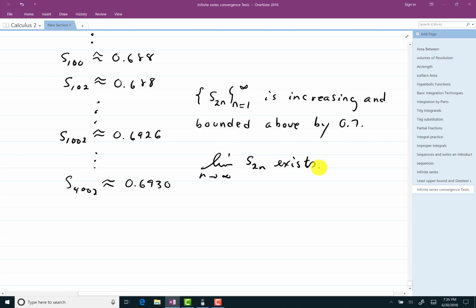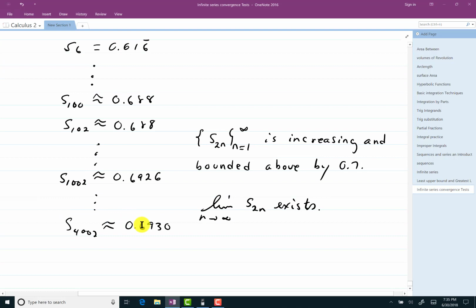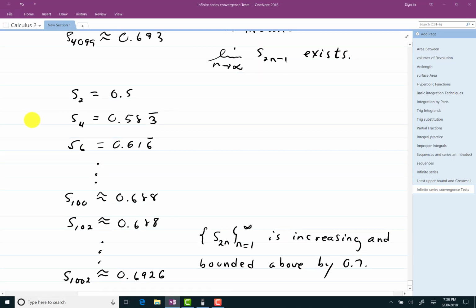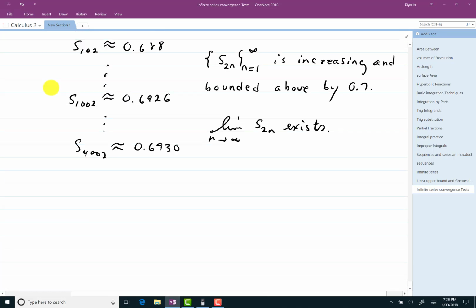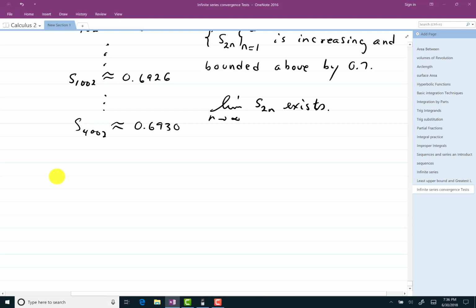Well, what we have now is, but look at what's happening here. The even terms are going to 0.693, but they're going up to it. And then the odd terms are going to 0.693, but they're going down to it. So that's interesting. But it certainly looks like they're going to the same limit, don't they?